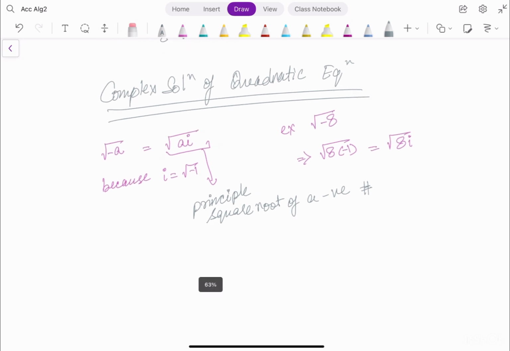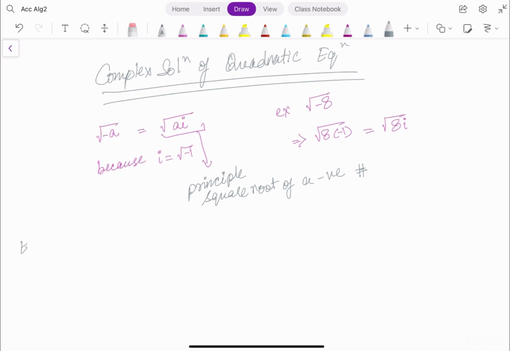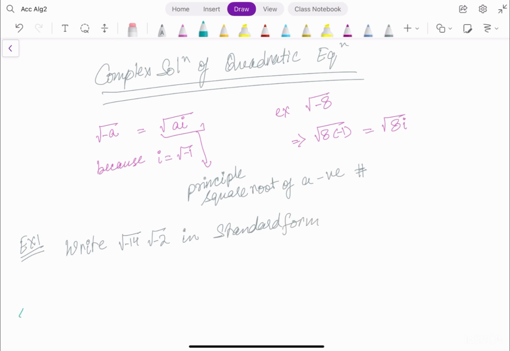Okay, so there can be two types of questions in this. The first type of question could be, for example, they have given you two radicals that are multiplied together and they want you to write it in standard form. So they are asking you to write radical of -14 times radical of -2 in standard form. Now -14, what we just did, we can rewrite it in terms of i. Or we can multiply these two together first, whatever works for you.